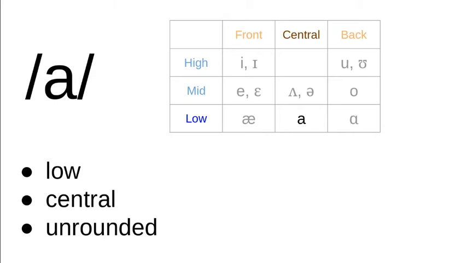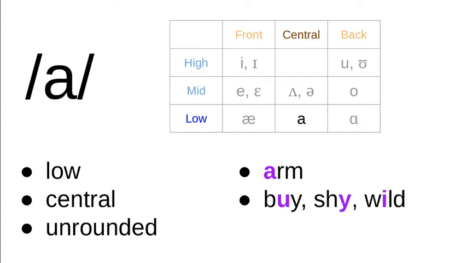This sound is spelled in various ways. It can be spelled with an A, as in arm, but it's also the first part of the diphthong I, as in by, shy, and wild, and you see that that's spelled a bunch of different ways. And it's also the first part of the diphthong ow, as in cow or plow, which is spelled different ways. So I like the word arm for this because it's spelled with a lowercase a, the same as the IPA character.